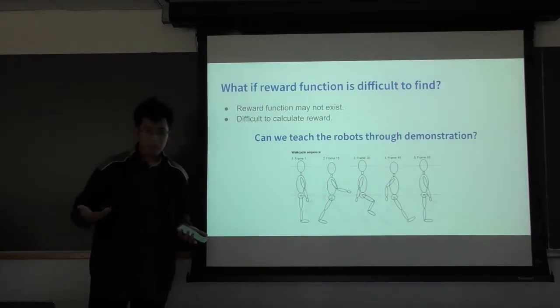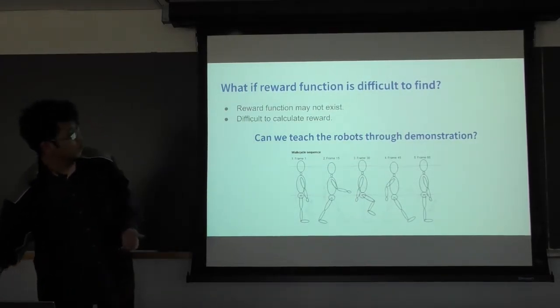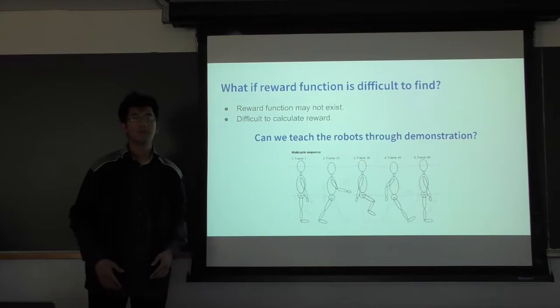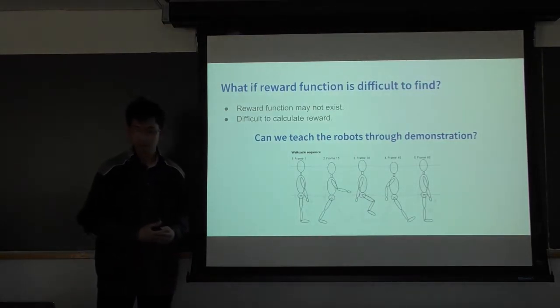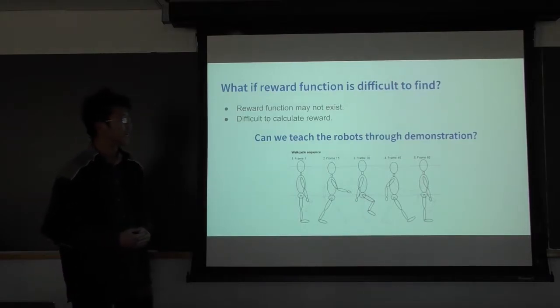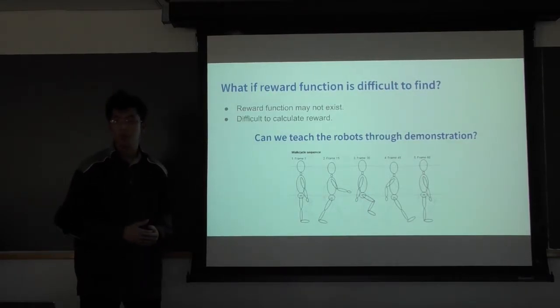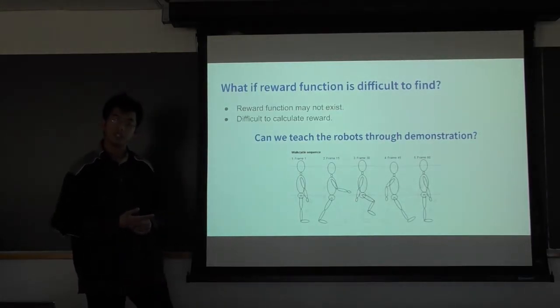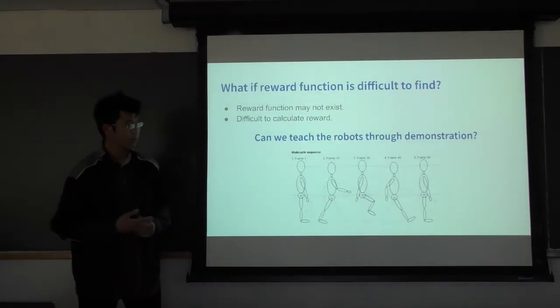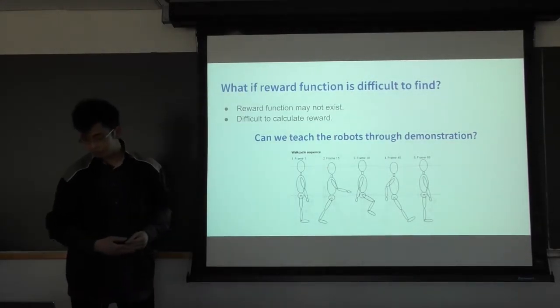And so, yes, for a very simple task like that, it's really difficult to collect a reward function. On the slide here, we have an example of walking. And like I said, it's very difficult to have a reward function that can imitate this kind of behavior.